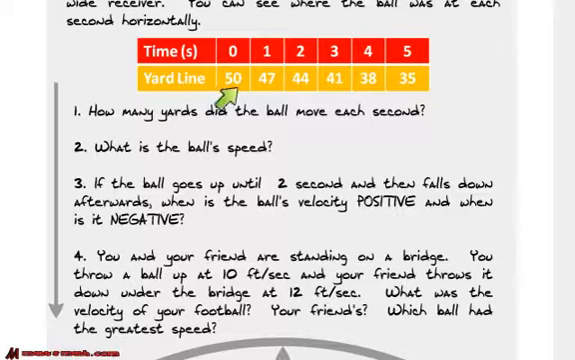If you think about it, from 0 to 2, that ball is going up, so it's got a positive velocity. Whereas here, it's going down after 2 seconds, it's got a negative velocity. Does that make sense? All right. Now let's go to this example.